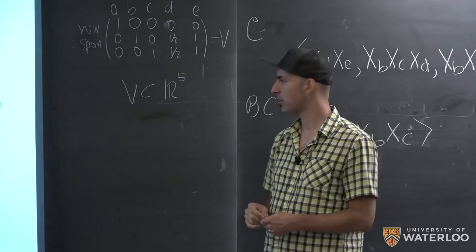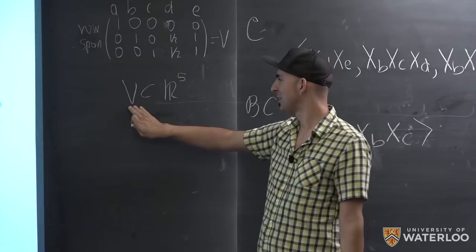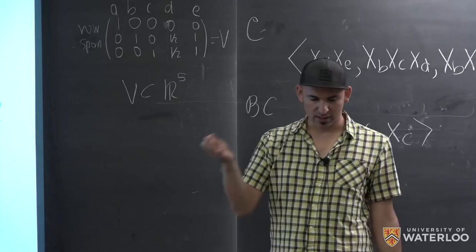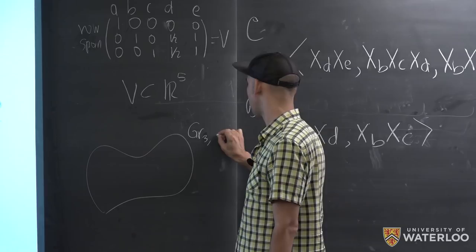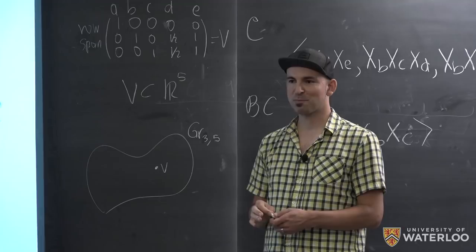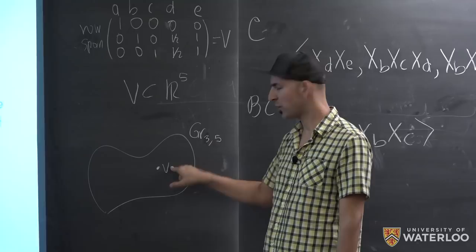And if you're an algebraic geometer, which I'm not, but I like talking to them, then a subspace in a vector space is a point in something called the Grassmannian. So in this case, it's the Grassmannian of three planes in five space. Okay? So this is the moduli space of three-dimensional subspaces in five space. Okay? Each point here corresponds to one of them.